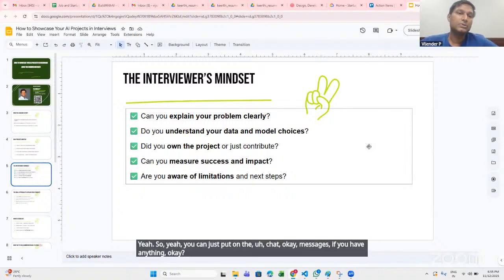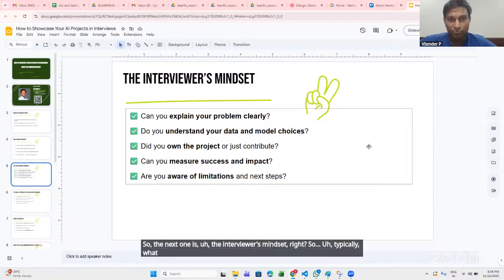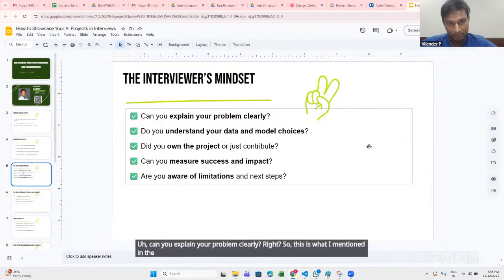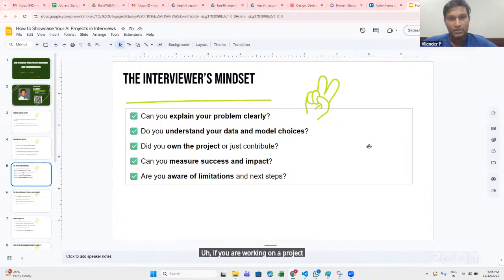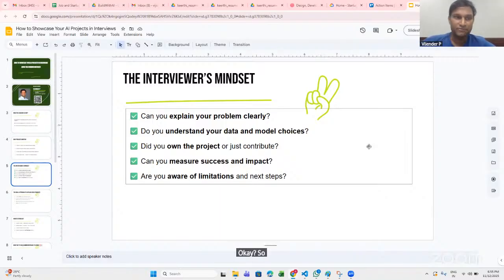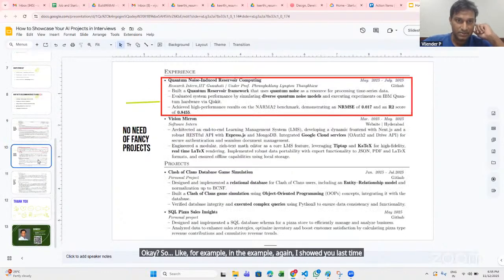Okay. So the next one is the interviewer's mindset. Typically, what would an interviewer look for? Can you explain your problem clearly? This is what I mentioned in the previous slide as well. If you are working on a project, you should be able to first talk about what is the problem you're solving.